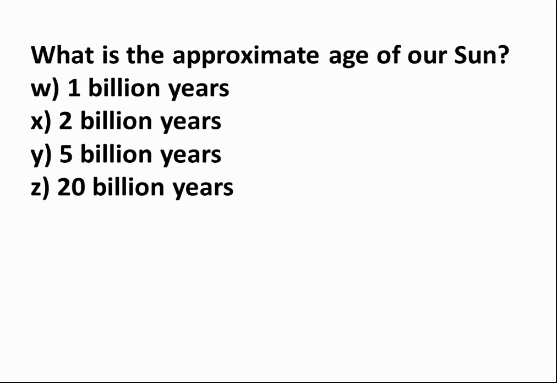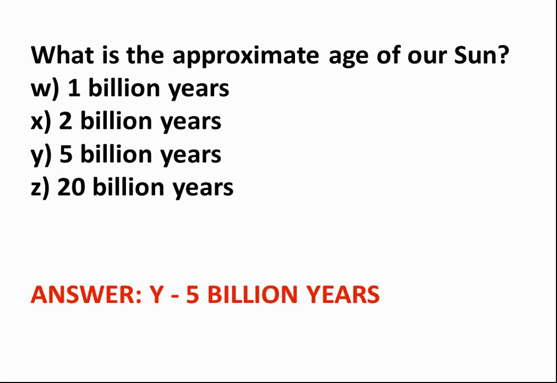What is the approximate age of our Sun? W. 1 billion years. X. 2 billion years. Y. 5 billion years. Z. 20 billion years. Answer: Y. 5 billion years.